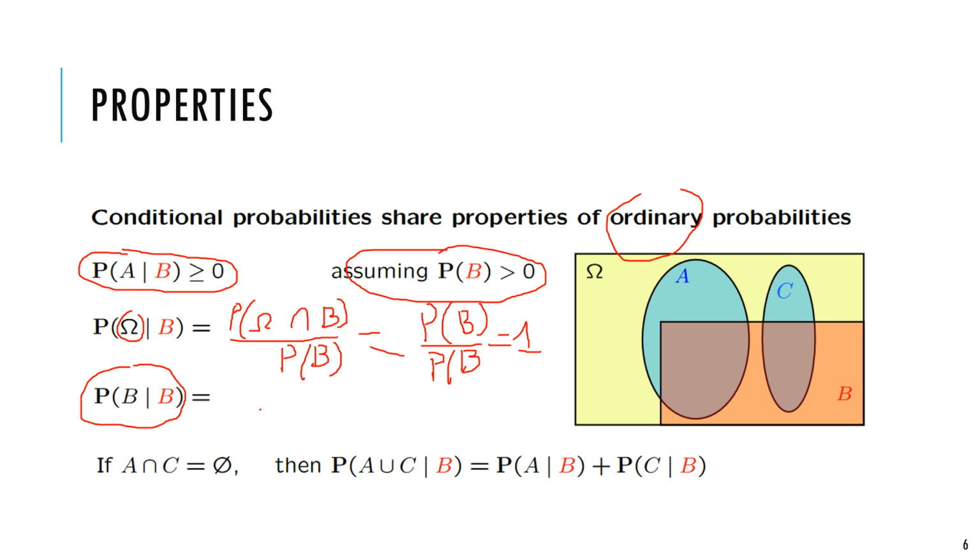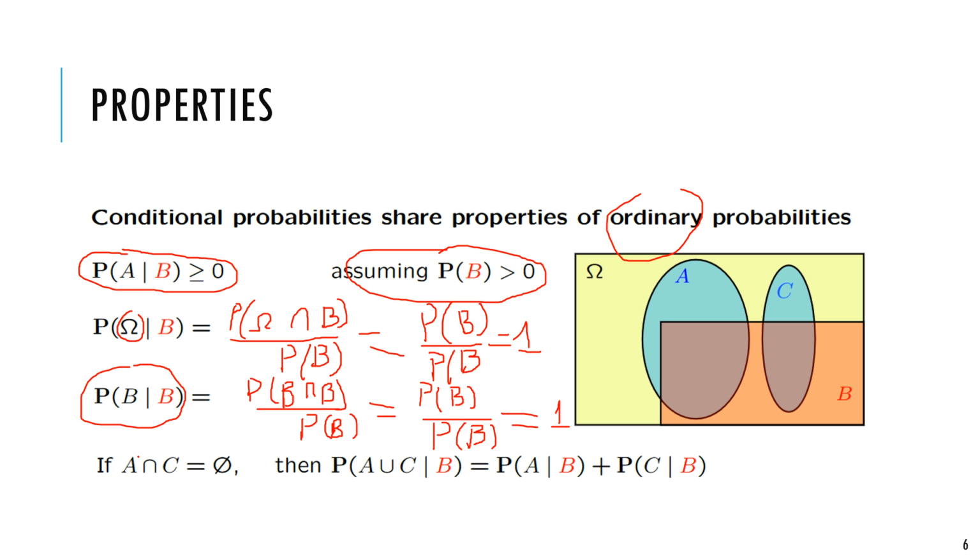Now we can prove it with the same formula: the probability of B intersect with B divided by the probability of B. B intersect with B is the same as B, so the probability of B divided by the probability of B, and this equals 1. Right?